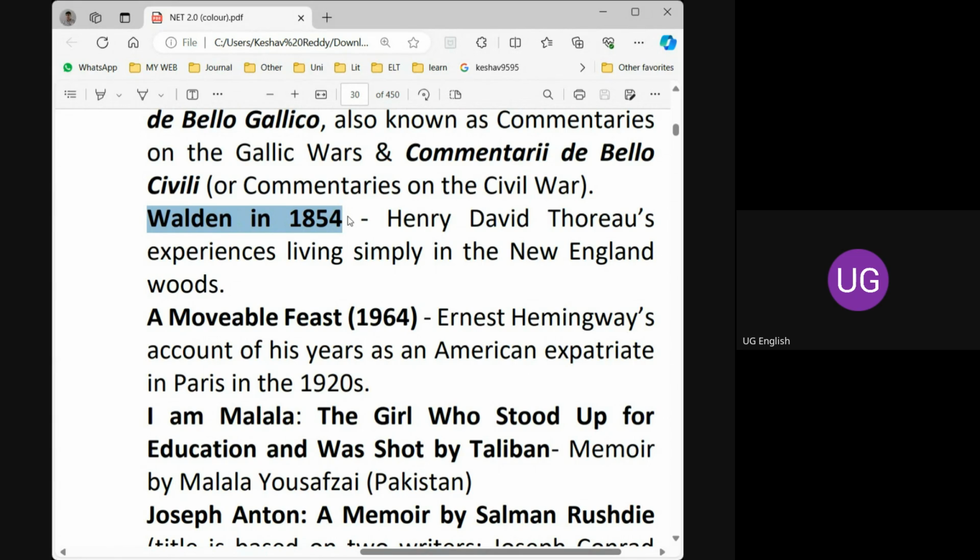Do you have any idea about this Walden? If yes, please answer the question. What is Walden and how is it related to, or any connection of Walden to, present Indian writers or Indians? Any answer, please?